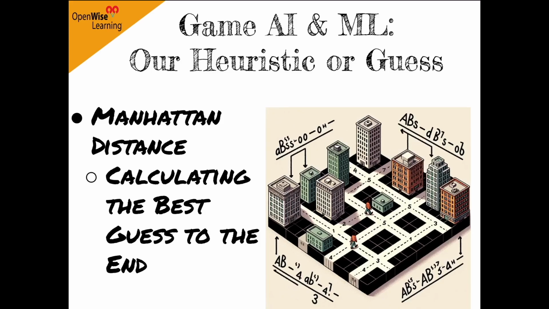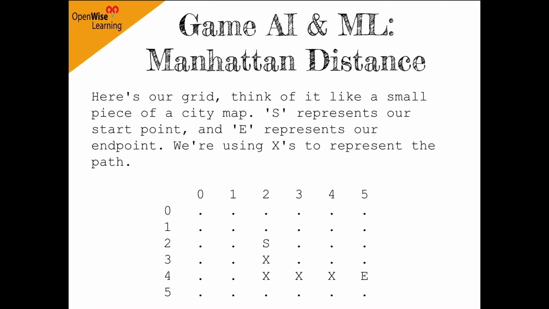So the absolute value of A0 minus B0 is our vertical distance from our start and our end. And the absolute value of A1 minus B1 is the horizontal distance. We add them together and we get our Manhattan distance. Here's a further explanation of this.